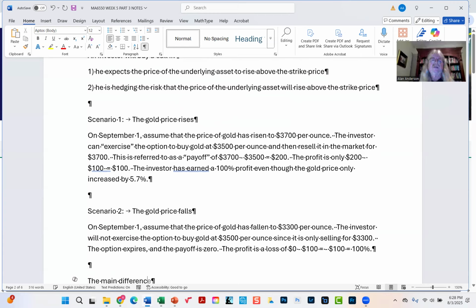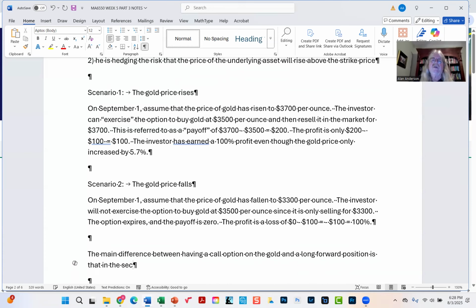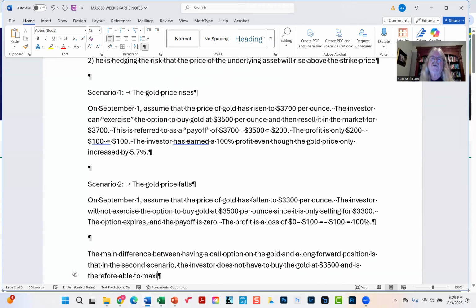The main difference between having a call option and a long forward position is that in the second scenario, the investor does not have the hold and is therefore able to maximize its losses at the price paid for the option.